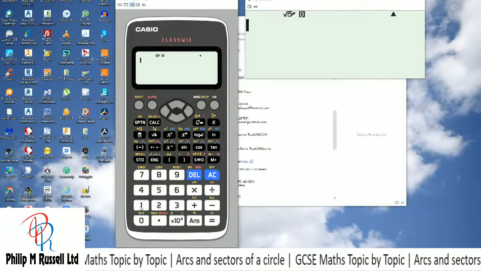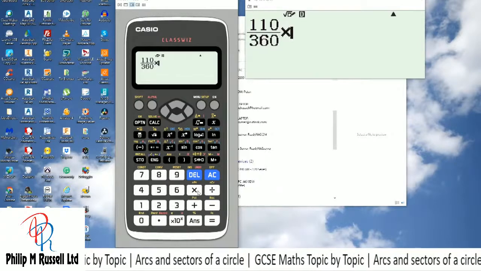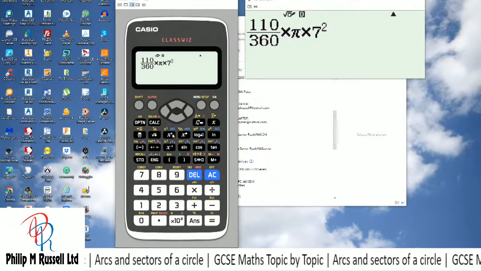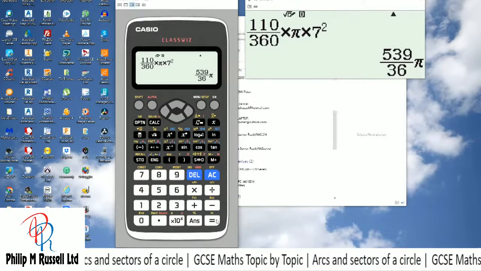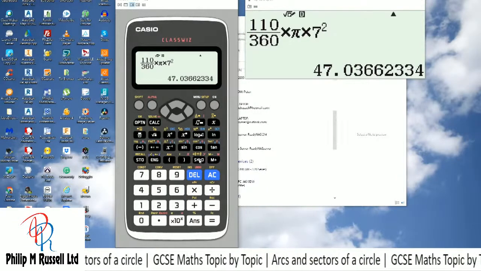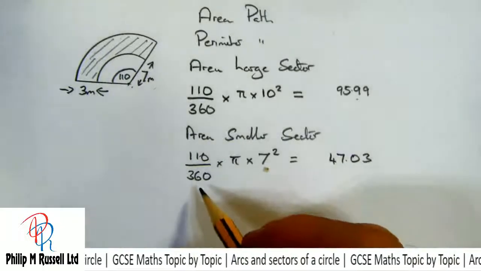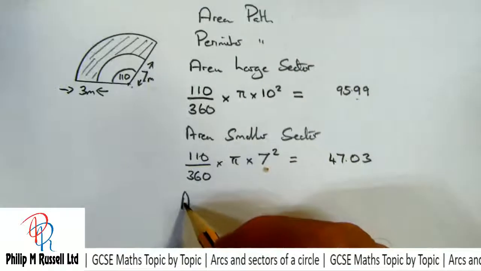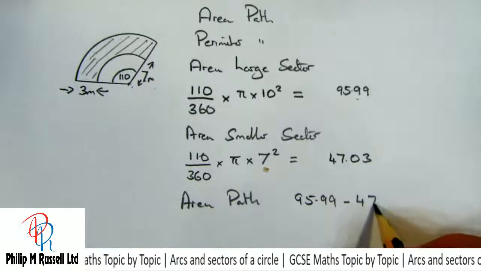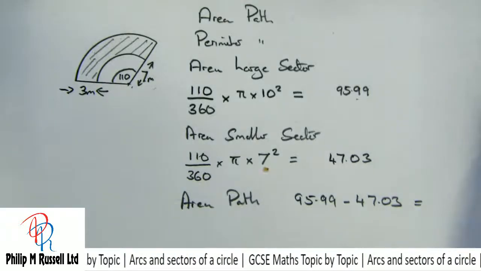So we've got 110 divided by 360 multiplied by pi, and we've multiplied that by, this time, 7 squared, and that gets the answer of 539. And what I can do is we'll just work out what that is, and that is, on my calculator, 47.03. I'm not going to round this, and so the area of my path is going to be the large number, 95.99 minus 47.03, and then what we're going to do is take them away.